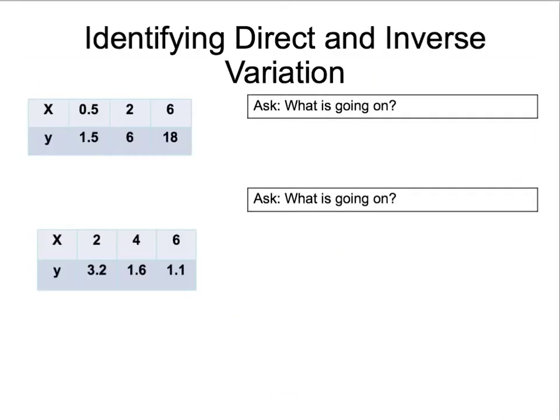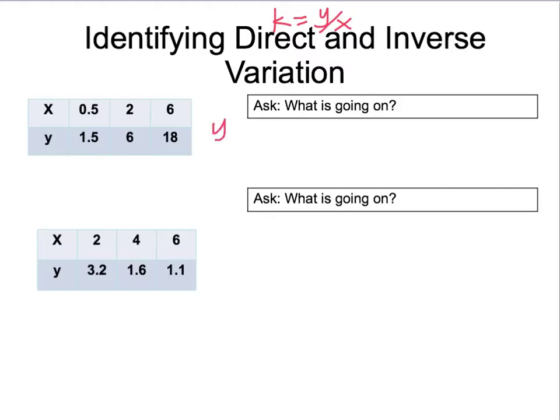Now, identifying whether we have a direct or an inverse variation, or neither, as the case may be. Let's take a look at the tables of ordered pairs, and you ask yourself, what's going on? You're going to check one of two things, or both, in order. You're going to start with, is it direct? If it was direct, then that constant k would be the ratio of y to x.